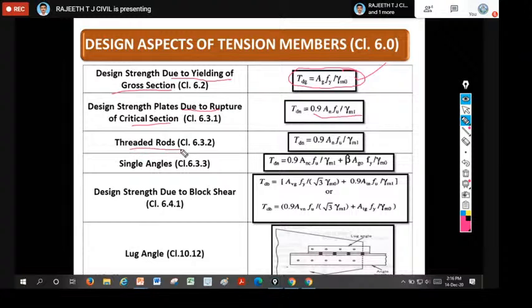Okay. So for threaded rods, this value will vary 0.9 Anc fu by gamma m1. For single angle, it will vary like this: 0.9 Anc fu by gamma m1 plus beta Ago fy by gamma m0. Okay. So for block shear strength, this is the formula: Avg fy by root 3 gamma m0 plus 0.9 Atn fu by gamma m1. This is one formula for TDB. Another one is 0.9 Avn fu by root 3 gamma m1 plus Atg fy by gamma m0.